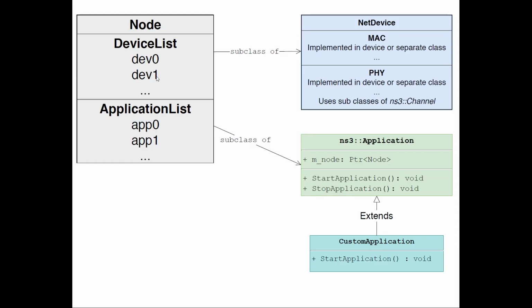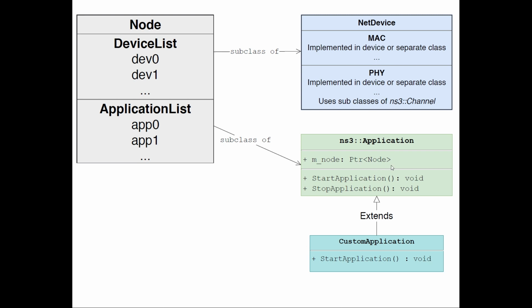Now, every node object has two important components. Number one is a list of net devices, a list of net devices that are a subclass of ns3::NetDevice. Then number two is a list of applications. And applications simulate applications that run on nodes.